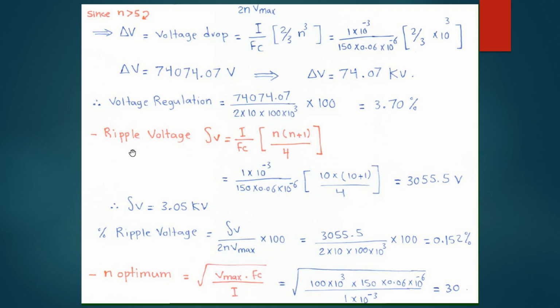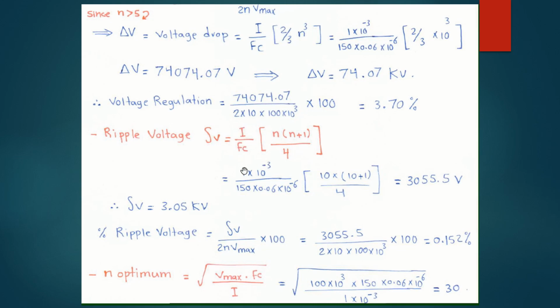The ripple voltage for the Cockcroft-Walton generation circuit will be equal to I divided by Fc, open the bracket, n plus 1 divided by 4. So here we have all the values in this equation. We only need to substitute the values and calculate it to get the answer for the ripple voltage.